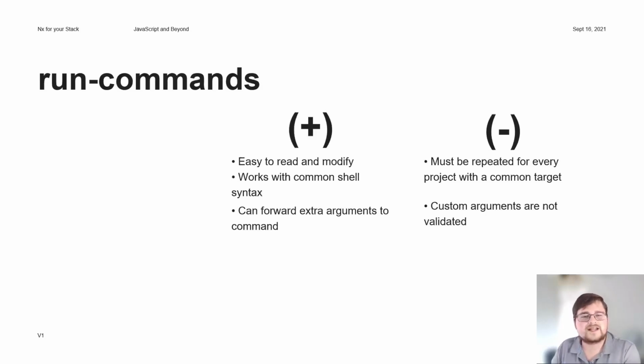Now, on the downsides though, the syntax for any of these targets is repeated on every project, which means if you have 50 .NET projects and you need to change the build command, you're going to be changing that 50 times. And also any of those extra arguments aren't going to be validated by NX, so it's possible that you're going to be passing bad data into your custom tooling.